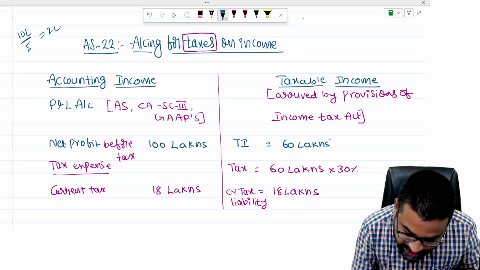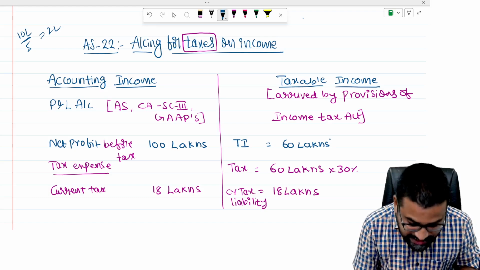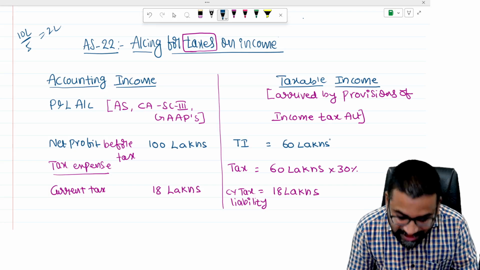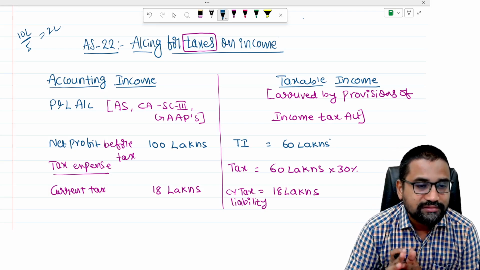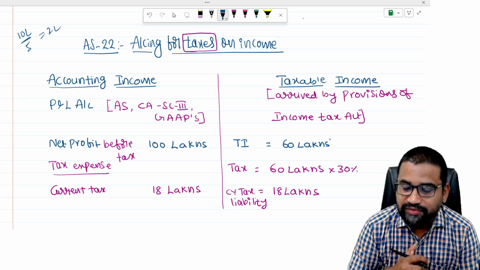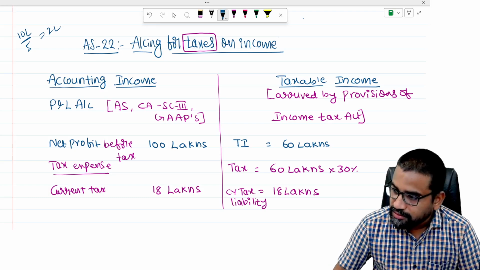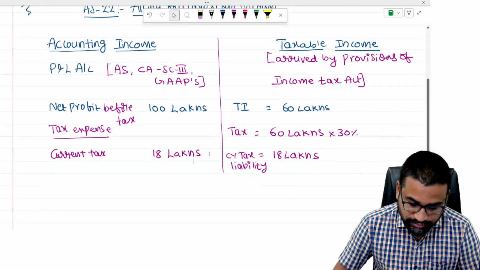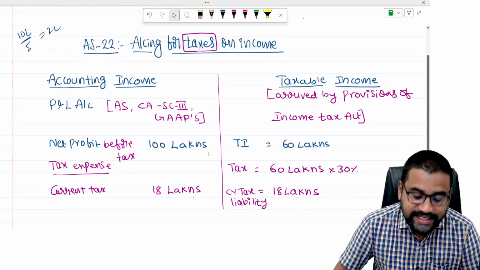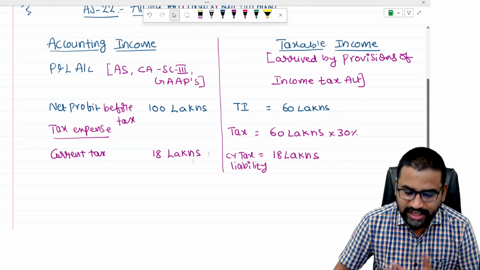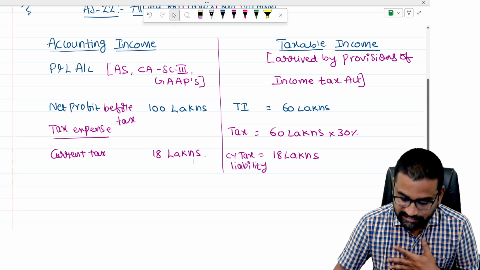Now this 18 lakhs I need to present it in the P&L account as tax expense. Current tax 18 lakhs. Now is there any problem here? Now this is the thing they are actually following. Is there any problem here? Anything technically wrong here? Why this standard has been brought? Everything is fine, sir. Why are they bringing this standard?